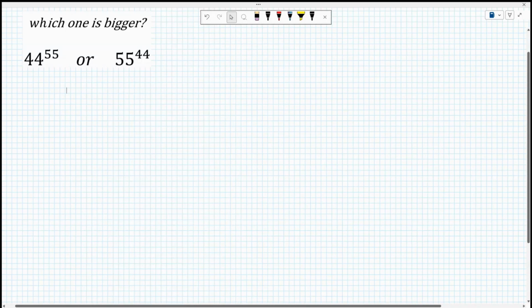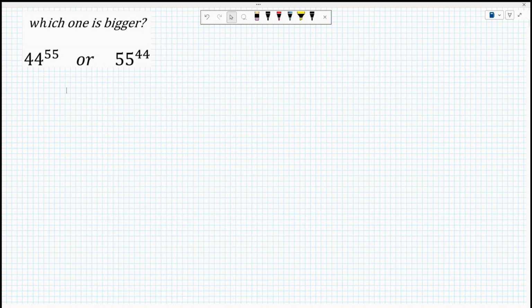Hello, my friends. We want to see which number is greater, 44 to the power of 55 or 55 to the power of 44. Instead of 44, I can write (4 multiplied by 11) to the power of 55. And instead of 55, similarly, I can write (5 multiplied by 11) to the power of 44.